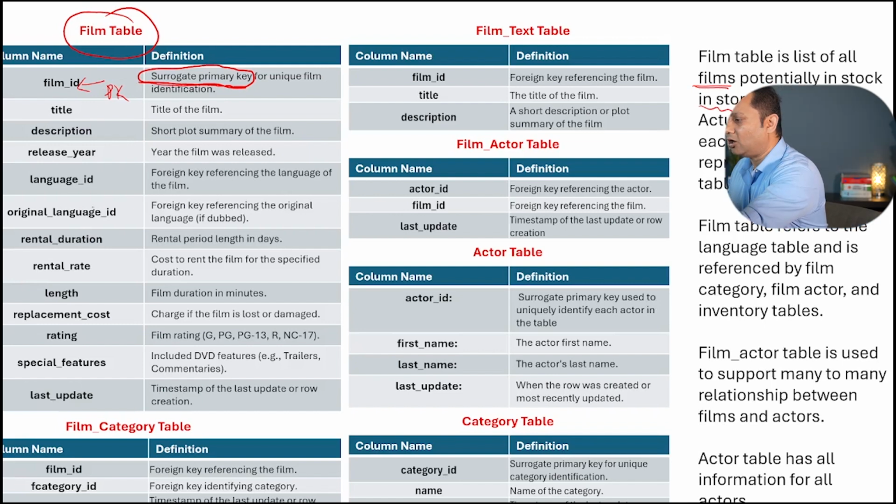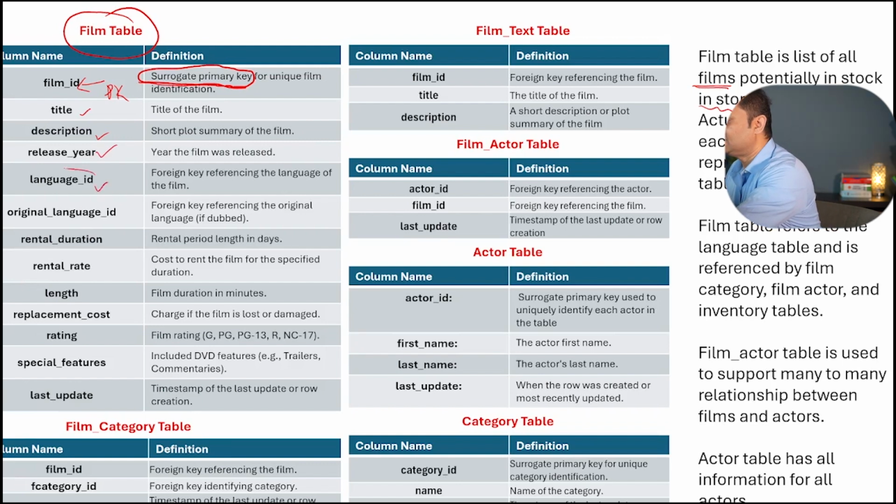These are all different attributes of the movie. So you have the title of the movie. You have the description, like what's the summary, what's the plot story, whether it's an action movie or a drama or a comedy. So you have all those very short descriptions of the plot. Then you have the release year, in which year the movie was released.